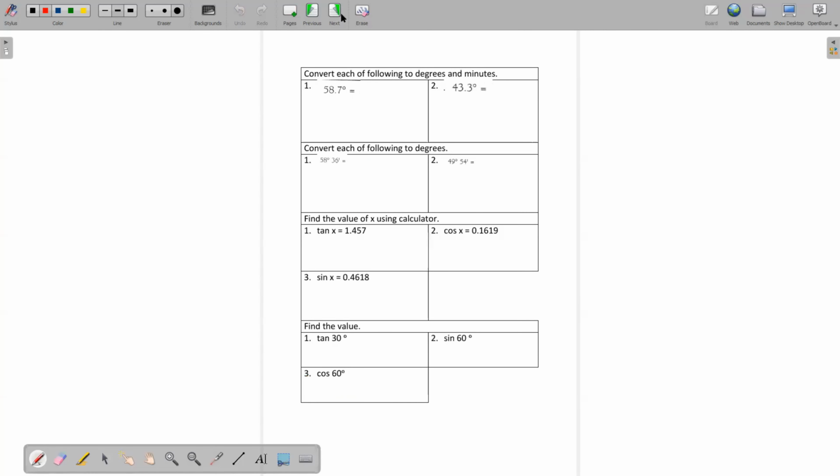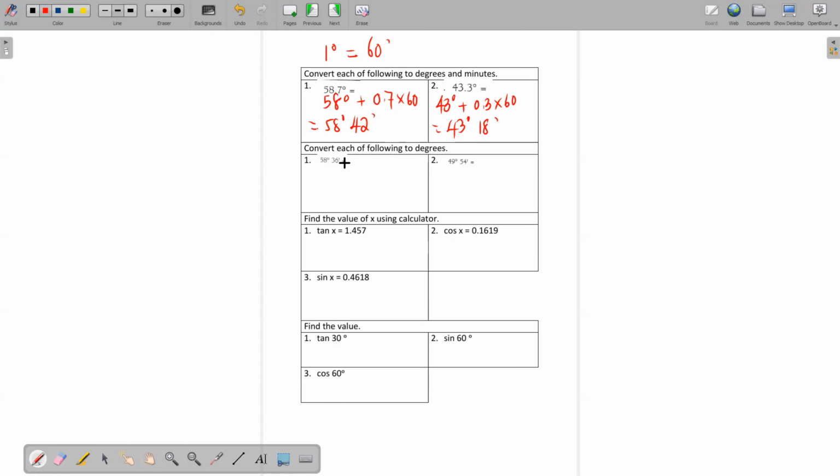Next part, we will look at the conversions of degrees to degrees and minutes and vice versa. Before we can do the conversion, you must understand that 1 degree equals 60 minutes. So 50 degrees plus 0.7, we times 60, then we get 50 degrees, 42 minutes. Let's try another one. 43 degrees plus 0.3 times 60, we get 18 minutes.